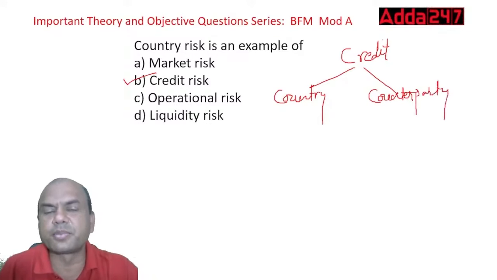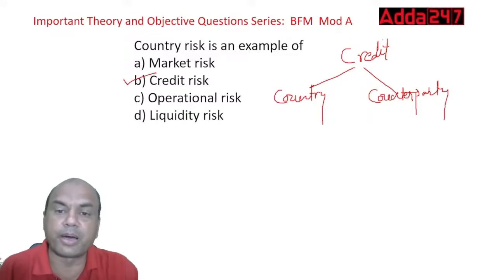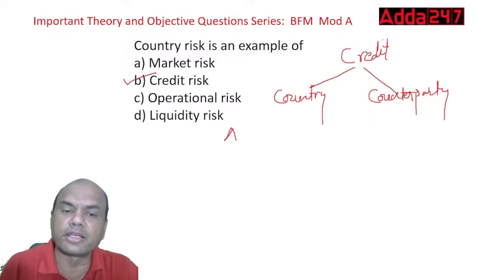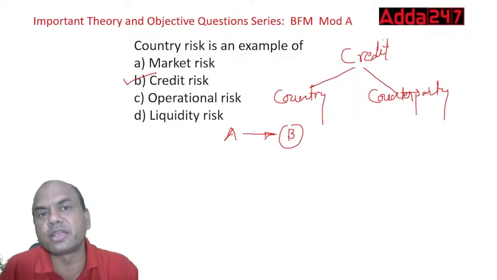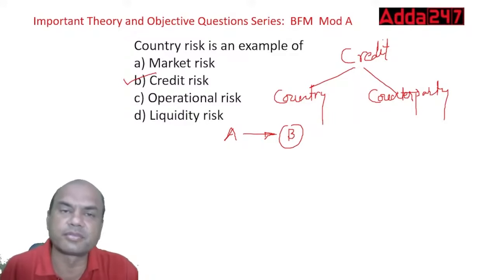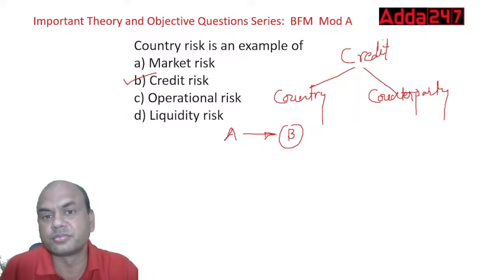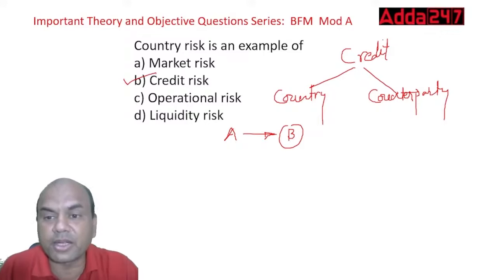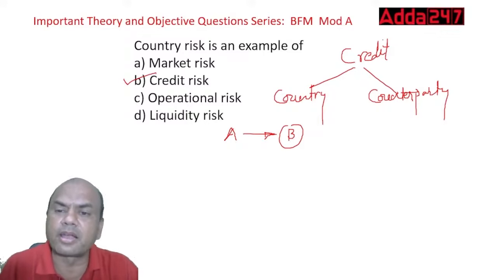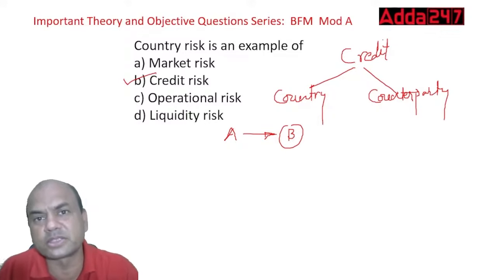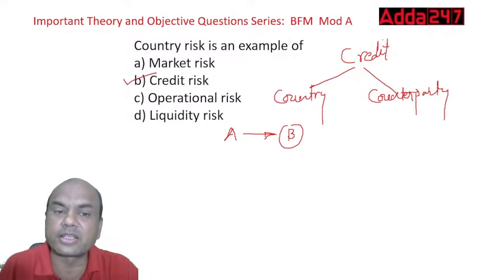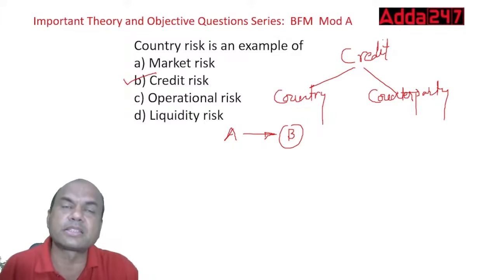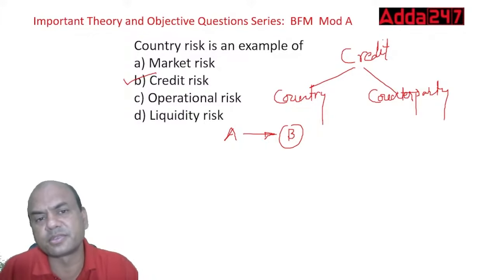Okay, what do you mean by this? Credit risk, country risk means what? Your party is good, means A is selling to B. Let's say A is selling the goods to B. Okay. So B is good, but the country in which B is living is bad. Afghanistan, North Korea. So B is good, but the country is bad. The second is counterparty. Here B is bad, country is good. USA, somebody staying in USA, somebody staying in Europe. Countries are good, but the party is bad. So that is counterparty. So country risk is an example of what? Credit risk, isn't it?